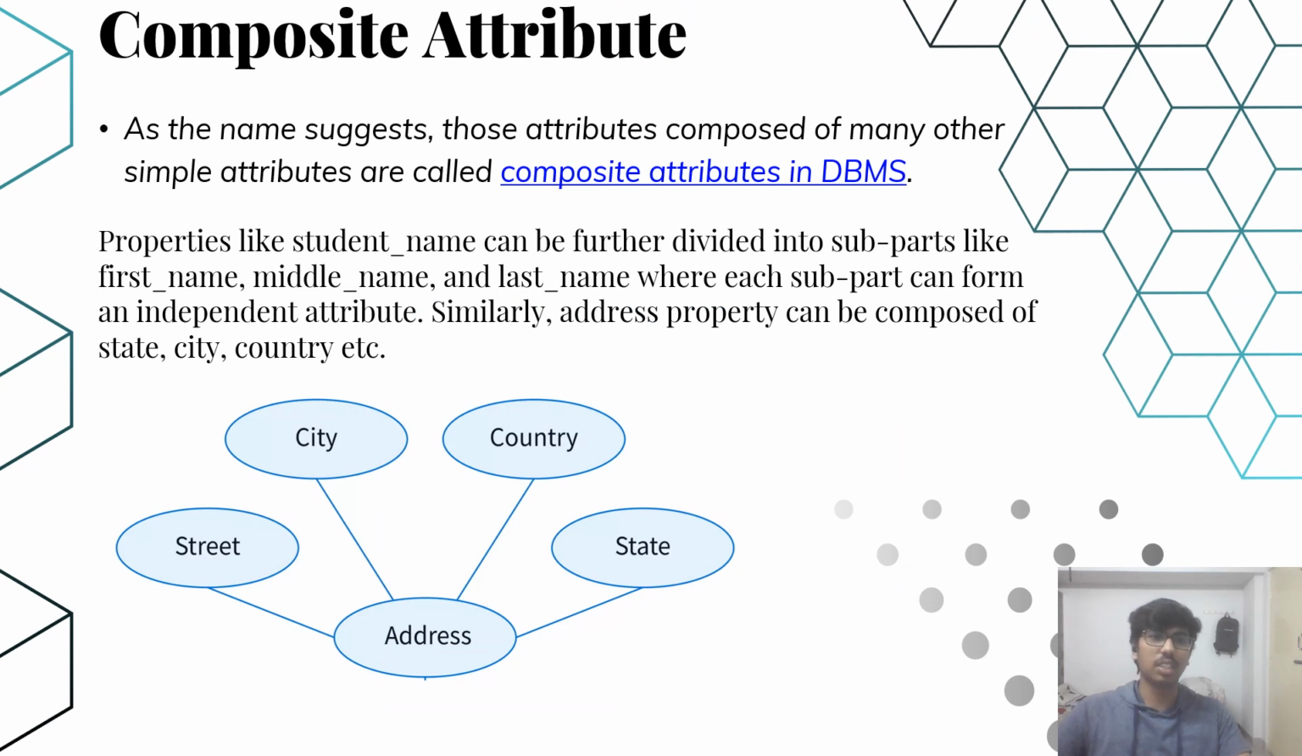Composite attribute. As the name suggests, those attributes composed of many other simple attributes are called composite attributes. Properties like student name can be further divided into subparts like first name, middle name, and last name, where each subpart can form an independent attribute. Similarly, the address property can also be composed of state, city, country, etc. So below is an example of an ER diagram of a composite attribute.